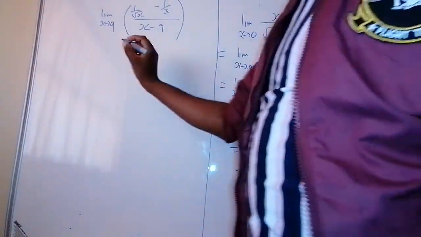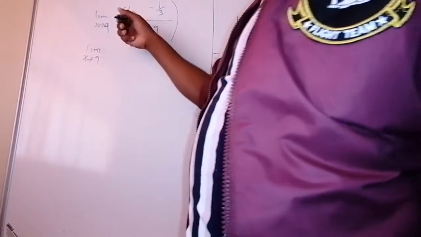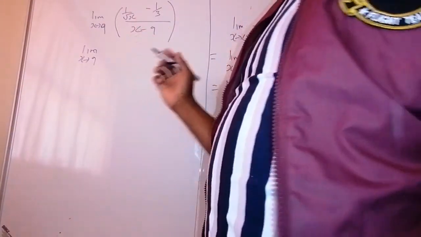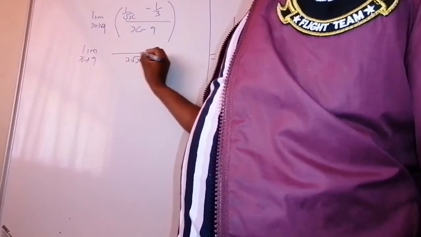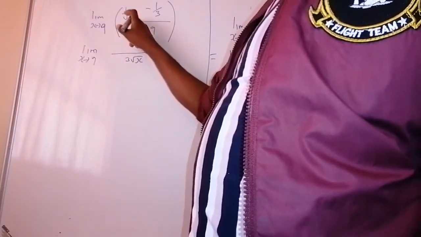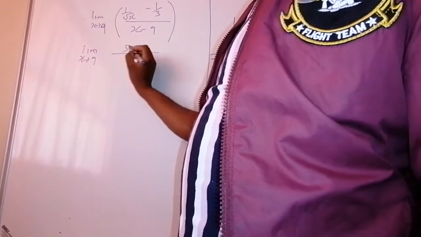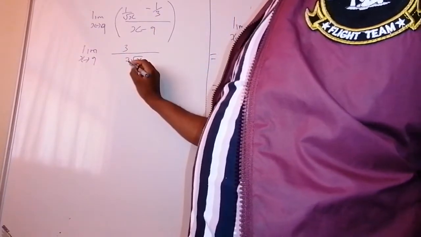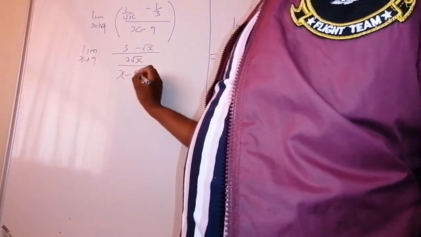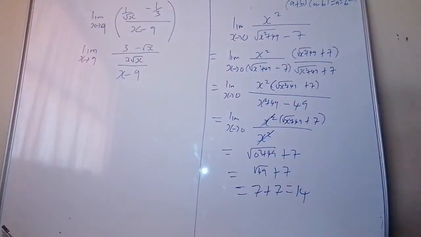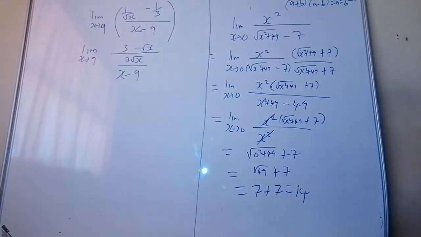So let's try to evaluate this. So this is limit as x approaches 9. Whenever you are given two fractions, think about the LCD. So the square root of x, how many times does the square root of x go into the square root of x? That's 3 times. And how many times does 3 go into the square root of x? The square root of x times, divided by x minus 9. So what we're going to do there, we're going to rationalize the numerator.